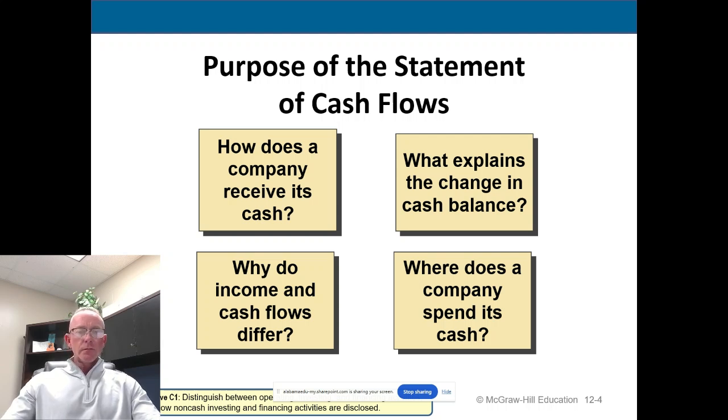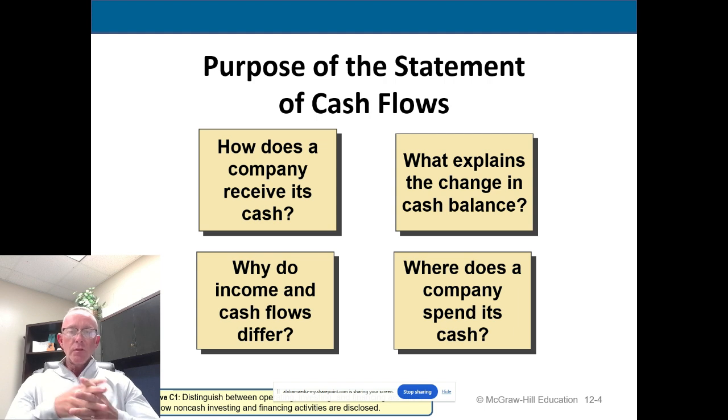All right, chapter 12 is our statement of cash flows. This is the fourth and final financial statement that we have in 241 and 242. We've done the income statement, statement of retained earnings, and the balance sheet. And this one is the last one.